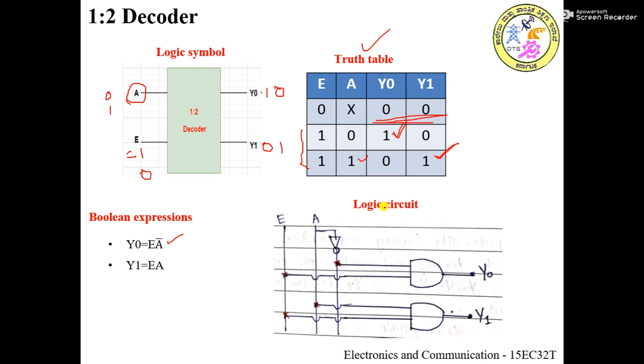And if you write the logic circuit here, you can see that we need two 2-input AND gates. This is the first AND gate and this is the second AND gate. You can see the connection here. So this is A bar.